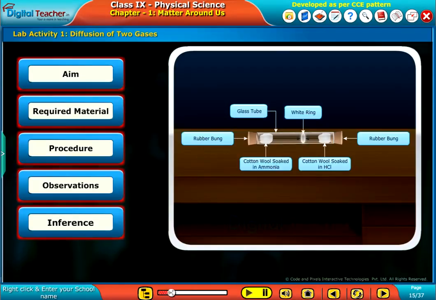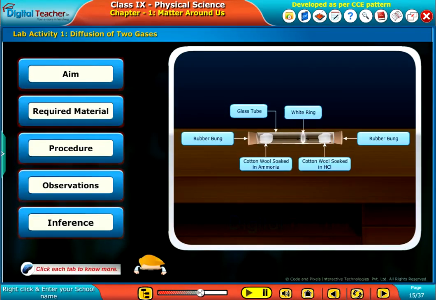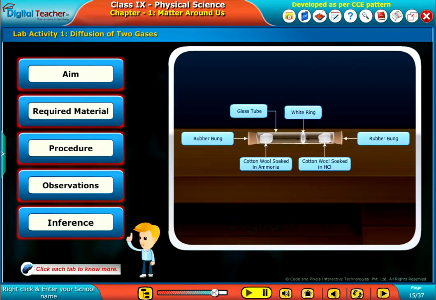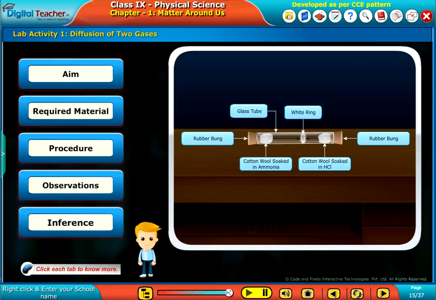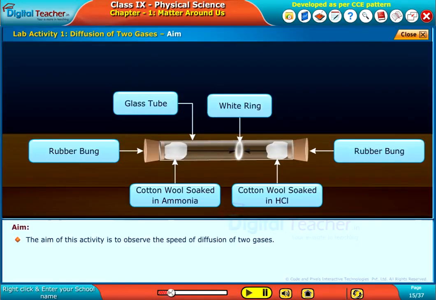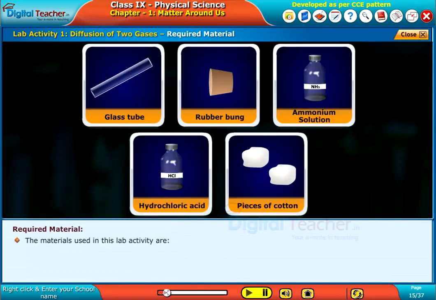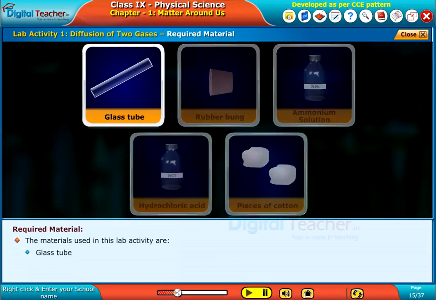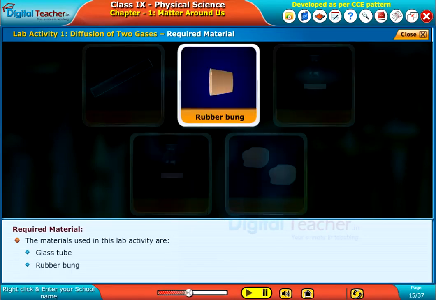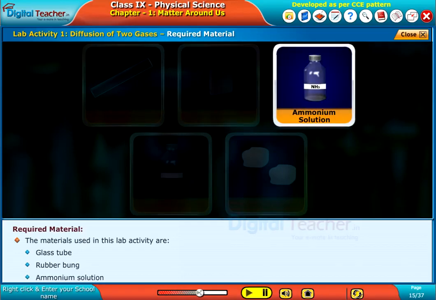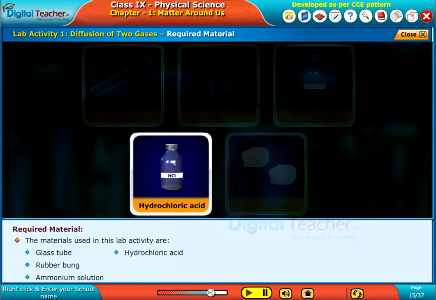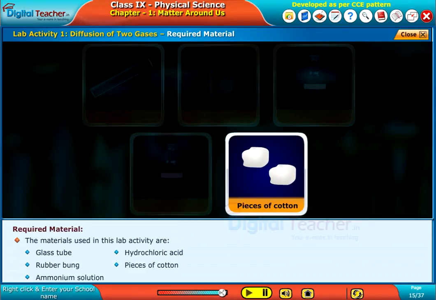Let us do a lab activity to observe the speed of diffusion of two gases. Click each tab to know more. The aim of this activity is to observe the speed of diffusion of two gases. The materials used in this lab activity are glass tube, rubber bung, ammonia solution, hydrochloric acid, and pieces of cotton.